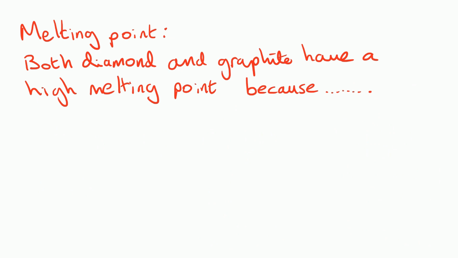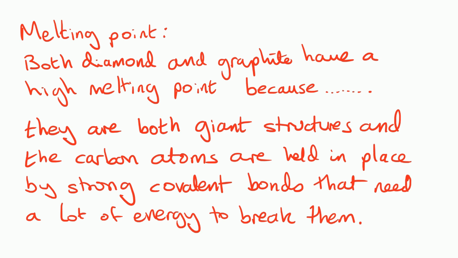So we're going to talk about 3 different properties, and for each one we'll compare the properties of diamond and graphite, and then for the second mark we're going to relate it to the structure and bonding. So let's start with melting point. Both diamond and graphite have a high melting point, that will get us 1 mark, and then to relate it to the structure and bonding we're going to say it's because they are both giant structures and the carbon atoms are held in place by strong covalent bonds, and those strong covalent bonds need a lot of energy to break them.